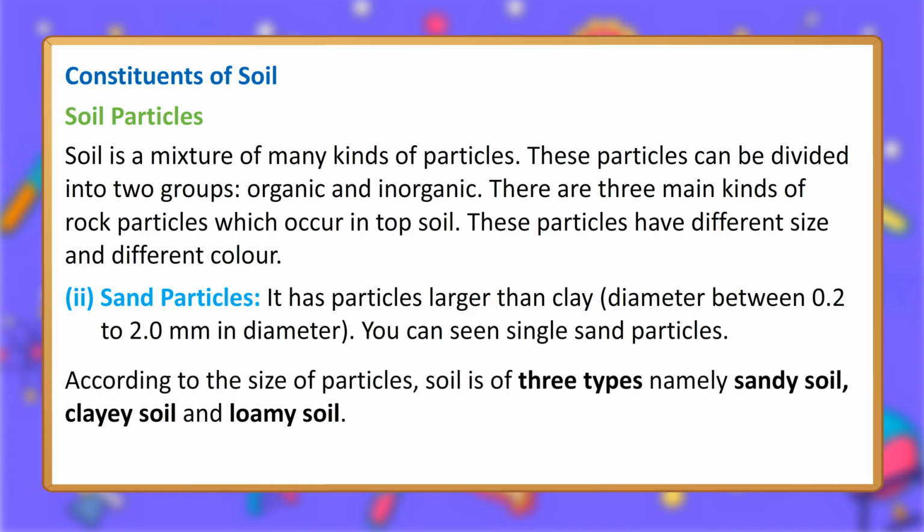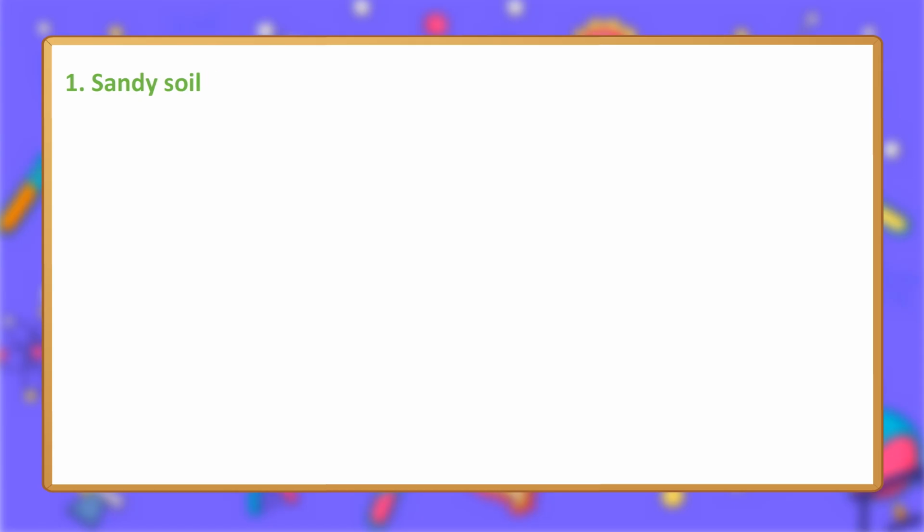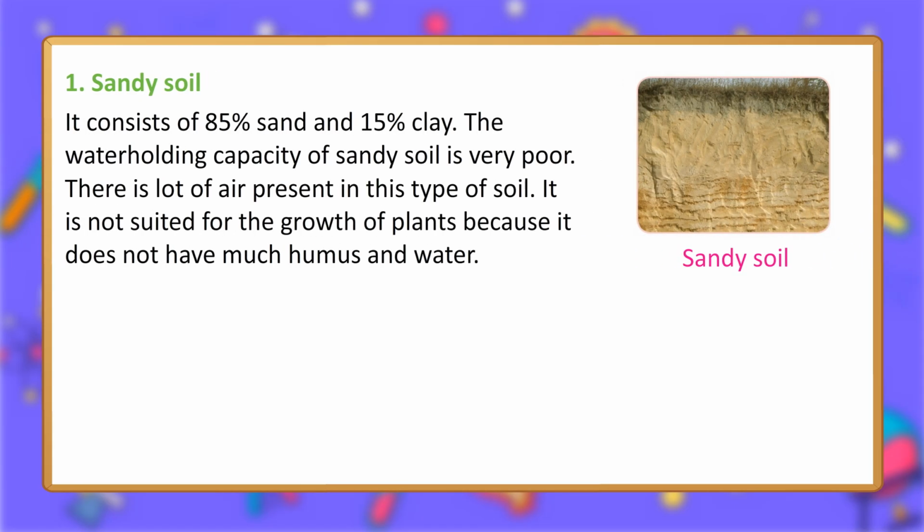According to the size of particles, soil is of three types, namely sandy soil, clayey soil and loamy soil. 1. Sandy soil. It consists of 85% sand and 15% clay. The water holding capacity of sandy soil is very poor. There is a lot of air present in this type of soil. It is not suited for the growth of plants because it does not have much humus and water. Sandy soil.